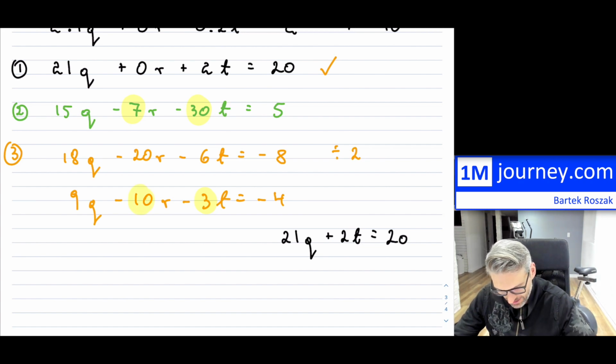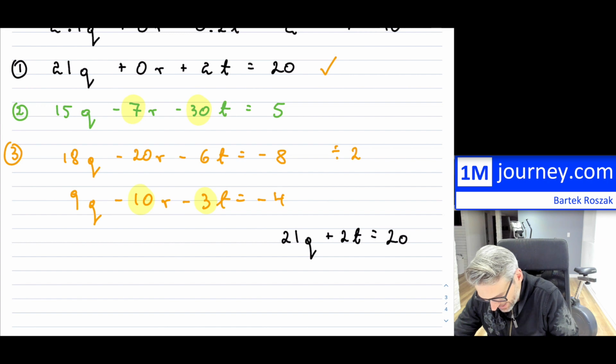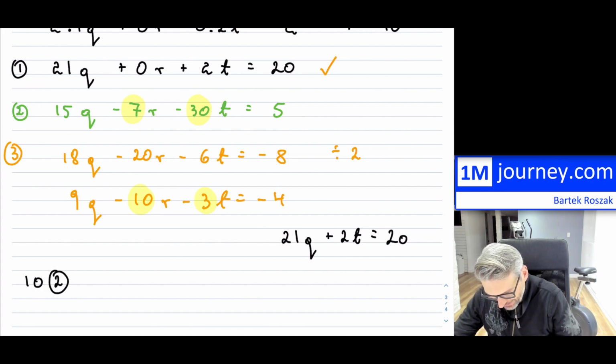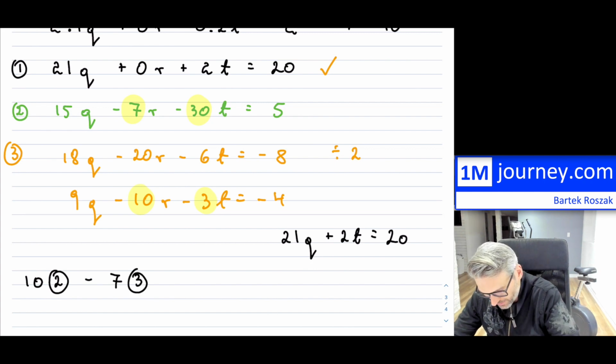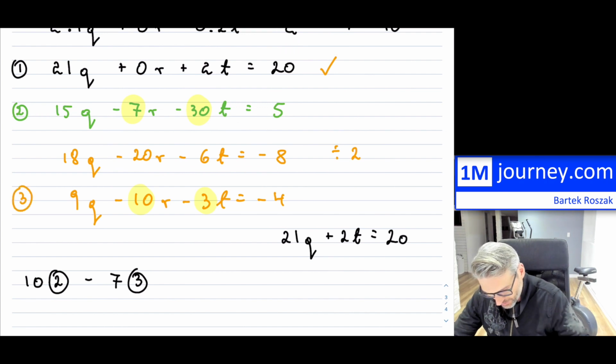So let's get rid of this and this. All right, so I have 7 and 10. So what I'm going to do is multiply equation 2 by 10. And then I'm going to subtract 7 times equation 3. And equation 3 is this one. All right, so that's that.